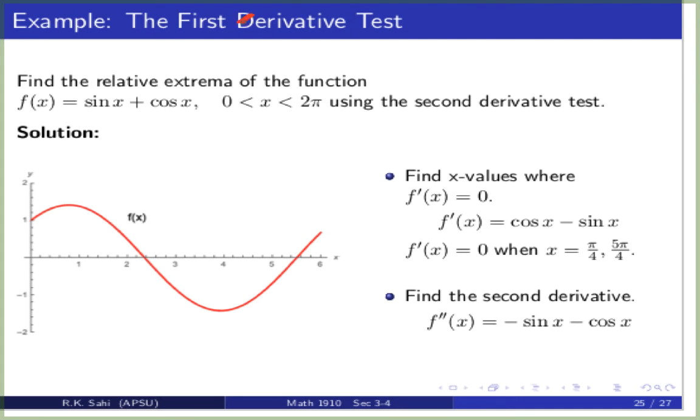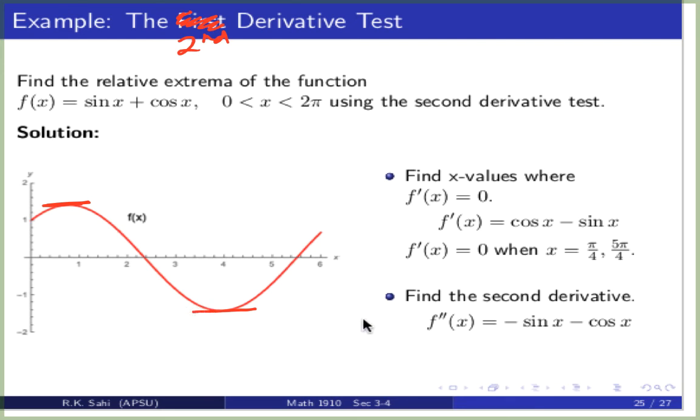This is the second derivative test. Find the relative extrema of this function, sine plus cosine, from 0 to 2 pi. And clearly from the graph, we can see that the function has a relative extrema at some point over here and at some point over here, which is around, say, pi halves and 3 pi halves.